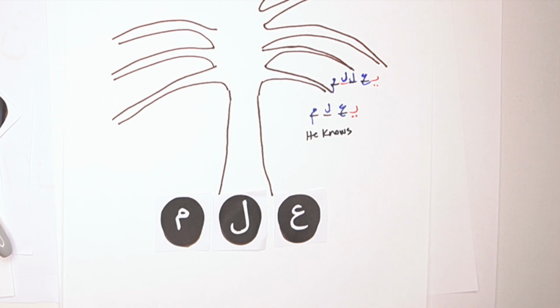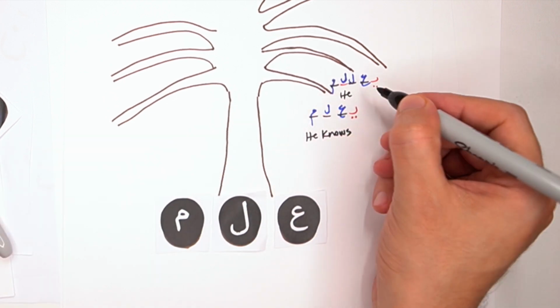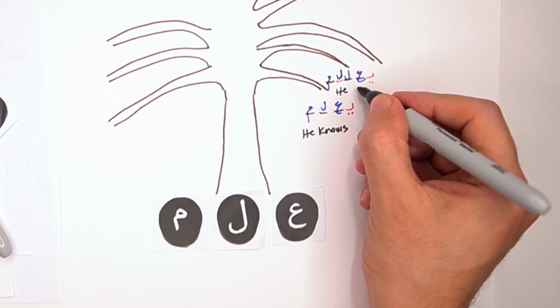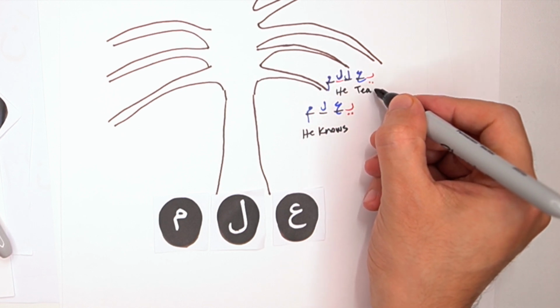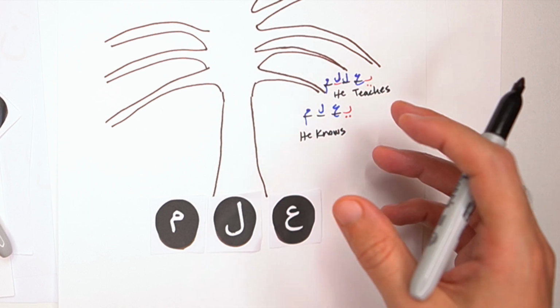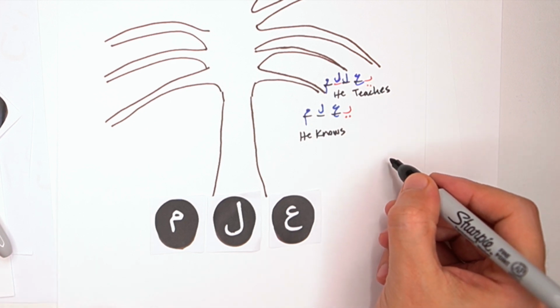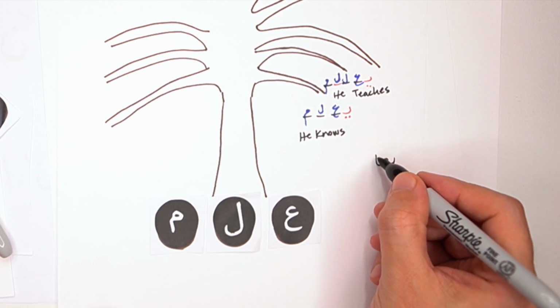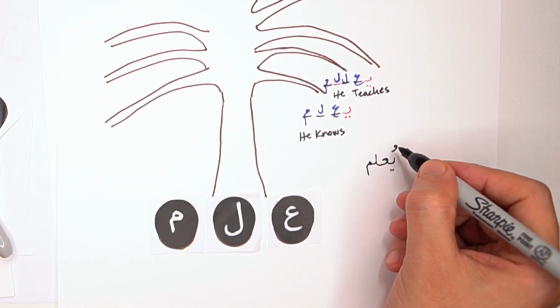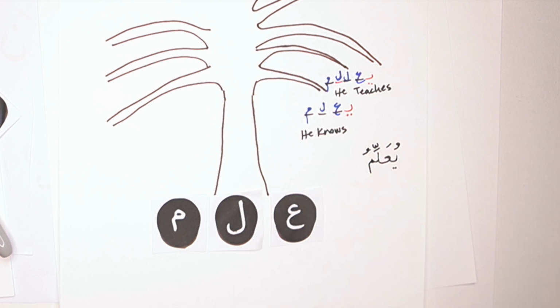So yu'allimu actually means he teaches or is teaching. Now it's not written like that. I've just written it like this to get an idea of it, but this is basically what you look for. Technically, it's written like this. Yu'allimu. See that? So that's basically it, another one there.